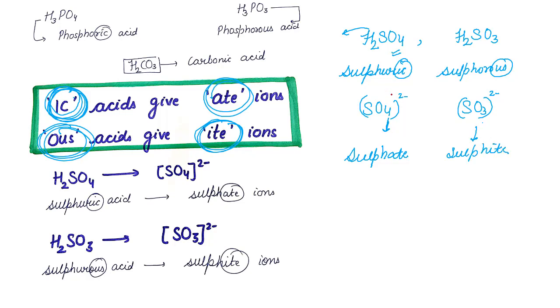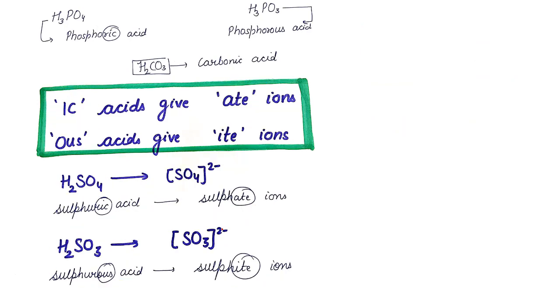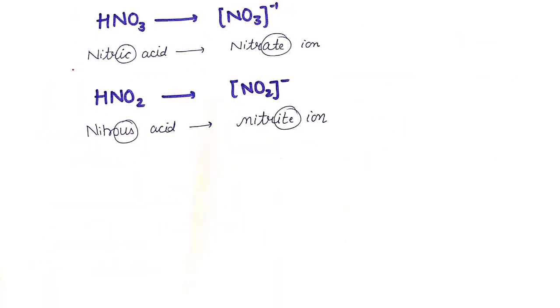Understood? So see here, what did I teach? The ic acid will give us ate ions. From the example also see that. Let me change the color of the pen. The ic acid is going to give me ate ions. The ous acid is going to give me ite ions. That's it. Understood? So guys, this was all about what we had done till now. One more example I have, HNO3. This is nitric, HNO2. This is nitrous. So ic acid will give ate ions, ous acid will give ite ions.